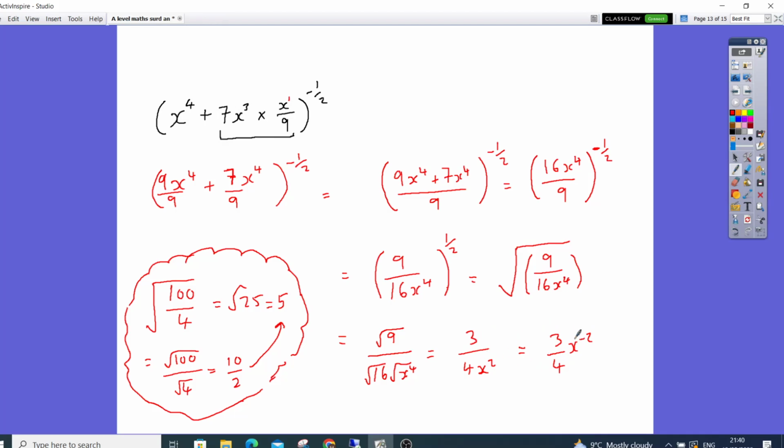Depends, if you're differentiating, then you might want to learn how to write it like that, because then you can take the power down. And if you want to just substitute a value of x in, I would leave it like that.